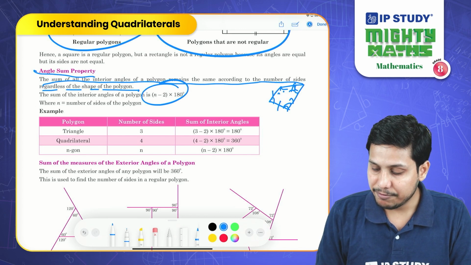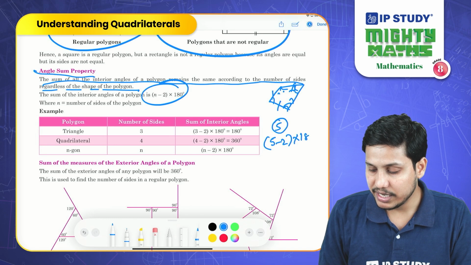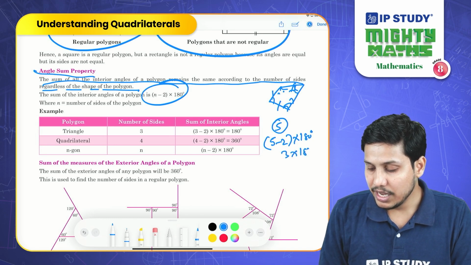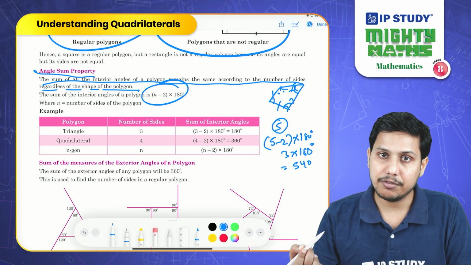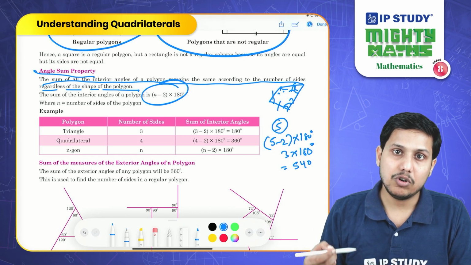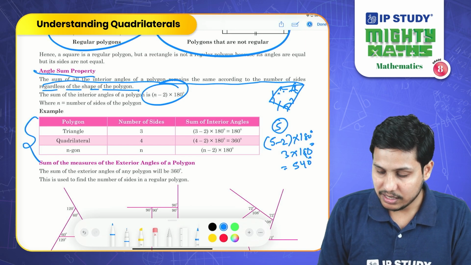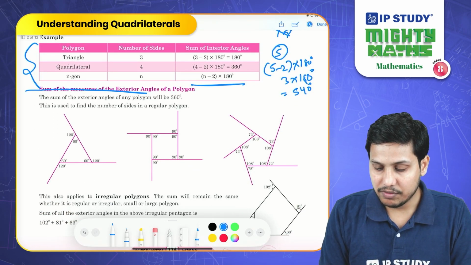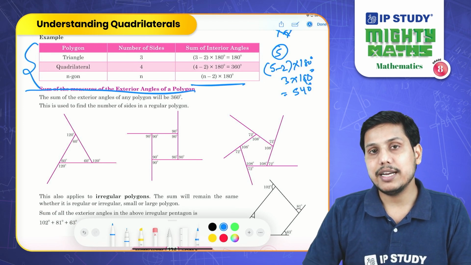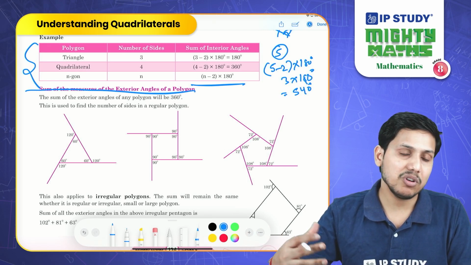So let's suppose we have a 5-sided polygon, then the sum of the interior angles will be (5 minus 2) times 180, which is 3 times 180 degrees, which will be 540 degrees. So the sum of the 5 angles of a 5-sided polygon, which is also called a pentagon, is 540 degrees. Now we have some examples and their values given over here, you can go through them. Next, the sum of the measures of exterior angles of a polygon. The sum of interior angles changes with the number of sides or number of angles.